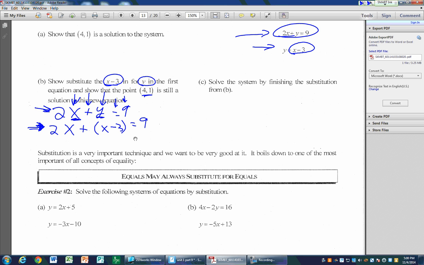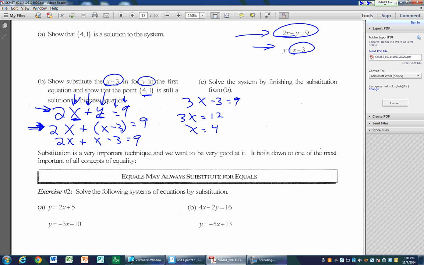Now, the second one that I've just created through substitution is identical to the first one because substitution means I took equals and replaced them with each other. Now what can I do? I can combine like terms. Okay, 2x plus, there's no distribution here, so it's x minus 3 equals 9. Now I just have, x plus 2x is 3x minus 3 equals 9. And then add 3 to both sides. So I have 3x equals 12. Divide by 3, x equals 4.